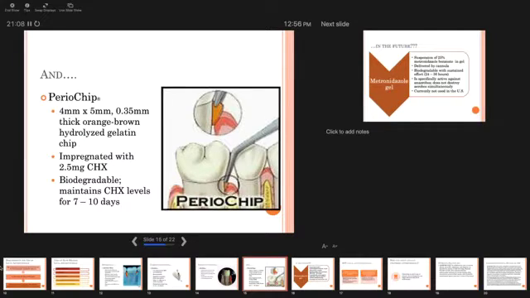They are a 4 millimeter by 5 millimeter, 0.35 millimeter thick, orangish brown, hydrolyzed gelatin chip. So it looks like a really, really tiny, thin triangle that's also an orangish brown color. And it's impregnated with 2.5 milligrams of chlorhexidine. It's biodegradable and it maintains those chlorhexidine levels for 7 to 10 days. So it can be very effective.